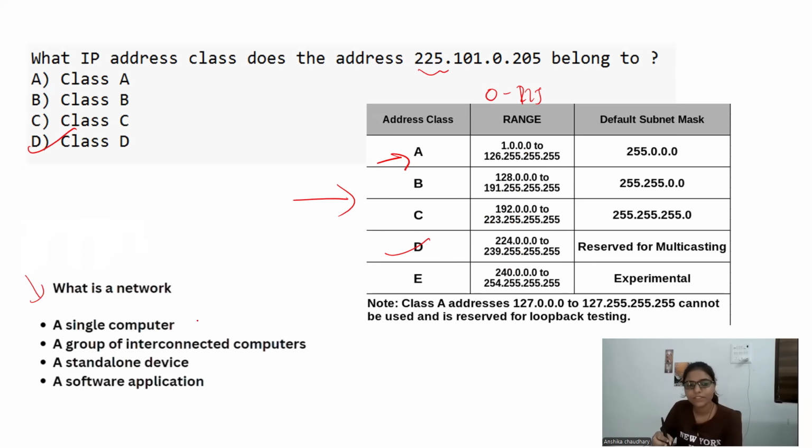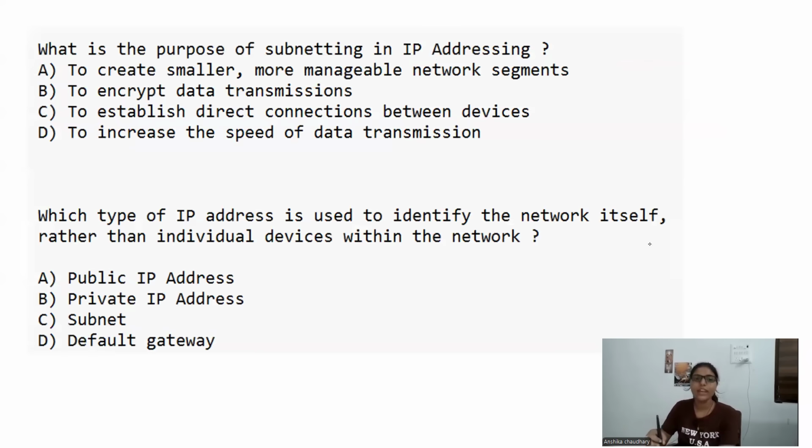Now the very simple question: what is network? Simple. A group of interconnected networks is called network. Let's move on to next. What is the purpose of subnetting in IP addressing? To create a smaller, more manageable network segment, to encrypt data transmission, to establish direct connection between devices, or to increase the speed of the data transmission. So we use subnetting for more manageable network, right? If you have a large network, we will segment the network into smaller chunks, and then we will provide them some tasks. It is kind of a divide and conquer algorithm, if you know, right? So to create a smaller and more manageable network segment, we use the concept of subnetting. Let's move on to the next question.